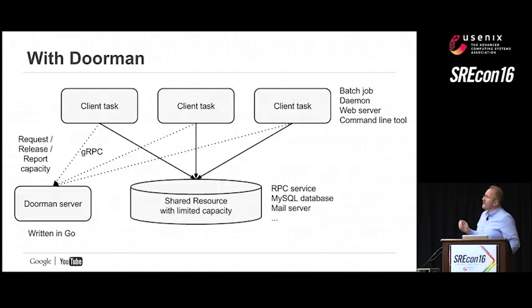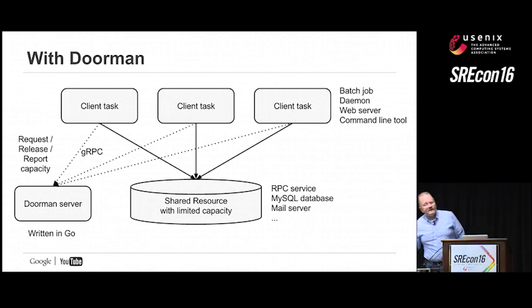So in the Doorman world, you run stuff like this: client tasks that regularly need to talk to the Doorman server using gRPC, Google's open source remote procedure call system, to request and release and report upon capacity. And then using that capacity, uphold it themselves and go to the MySQL server or whatever sort of infrastructure you have that has the limited capacity.